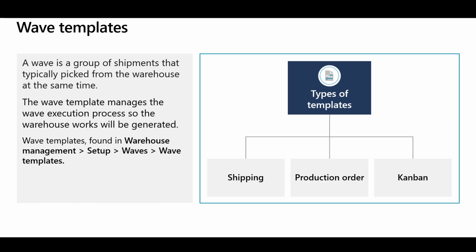So first, let's define the wave. The wave is a group of shipments that are typically picked from the warehouse at the same time. In order to process and manage the wave, you should configure wave templates. The wave templates manage the wave execution process, so the warehouse works will be generated. You can define and configure wave templates for sales shipping, production orders, and Kanban.